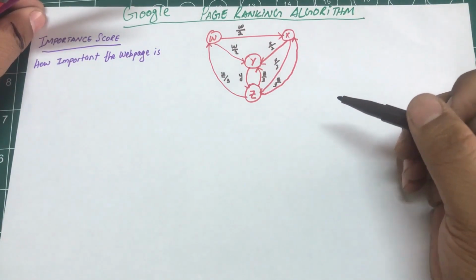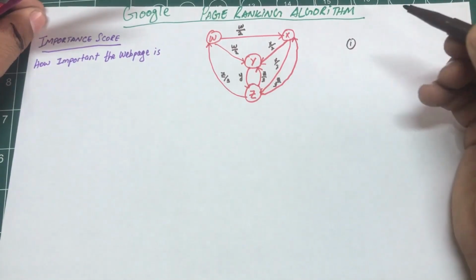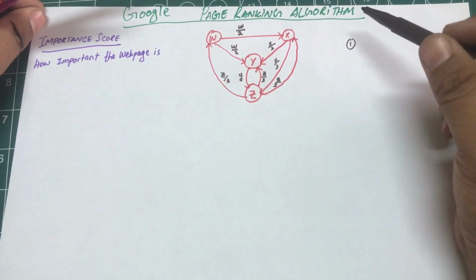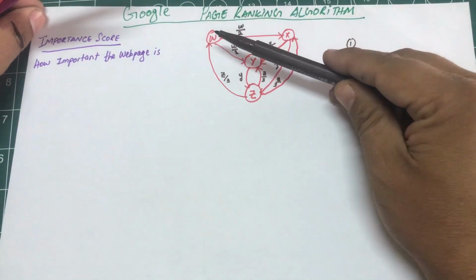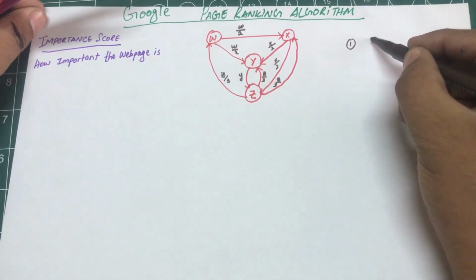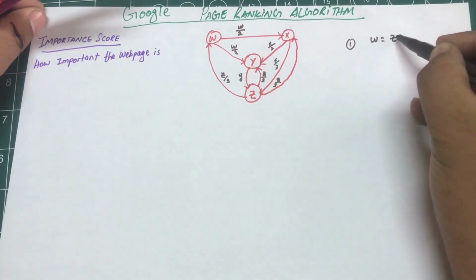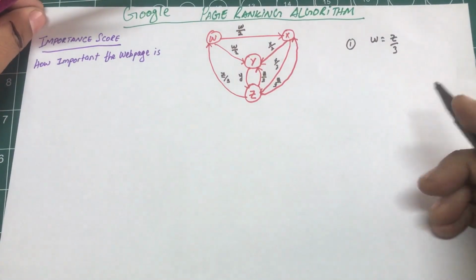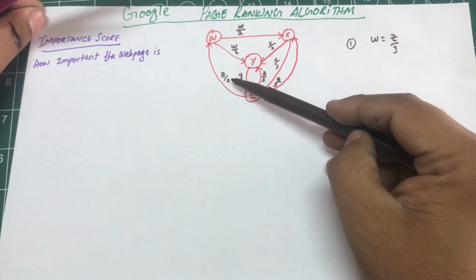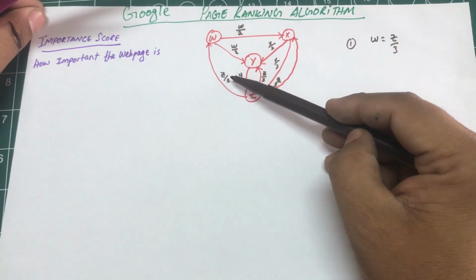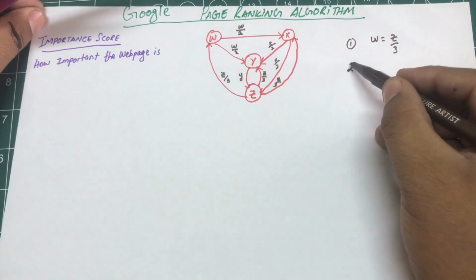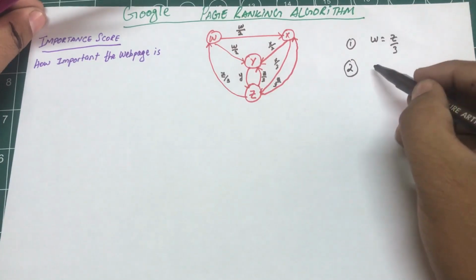The first equation that I look at: there's only one incoming link coming to W, isn't it? That is coming from Z, and Z is spreading its importance score with respect to Z over 3. Then okay, let's look at the second equation. Let's look at X.